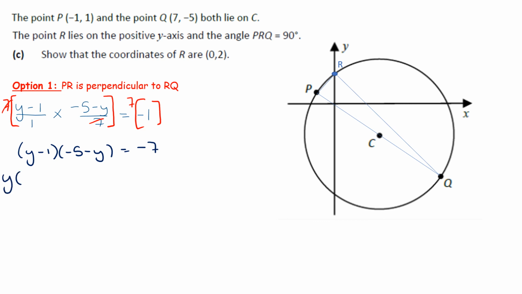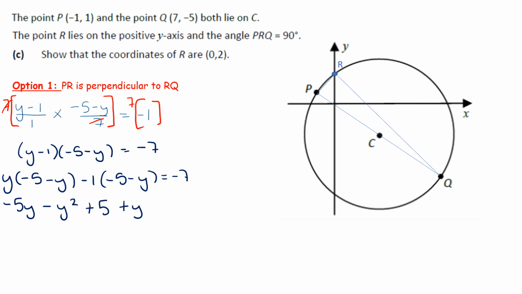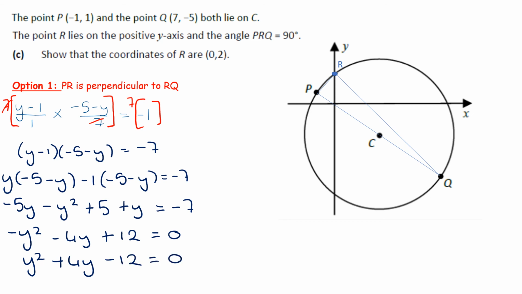So we do y times minus 5 minus y, minus 1 times minus 5 minus y. That equals minus 5y minus y squared plus 5 plus y equals negative 7. Minus y squared minus 4y, tidying that up. I'm going to add a 7 to both sides as well. So I get plus 12 equals 0. And I'm going to make it a positive quadratic by changing all of its signs.